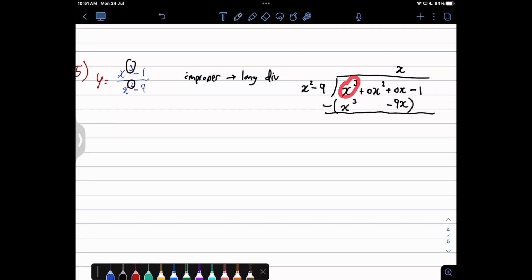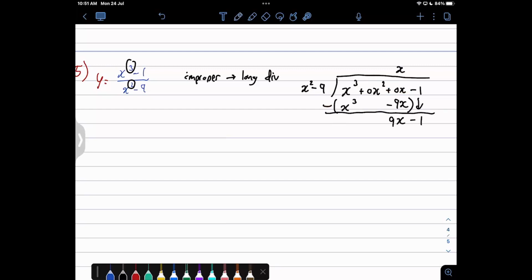You see, x cubed minus x cubed, nothing. 0x squared minus nothing, 0x squared. Okay, I don't need to write it. If it's a 0, just don't write it. Then 0x minus away negative 9x, you get positive 9x. Bring down the negative 1.